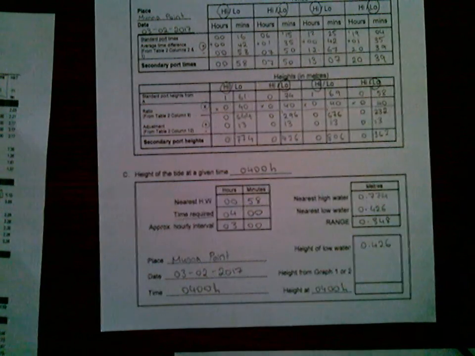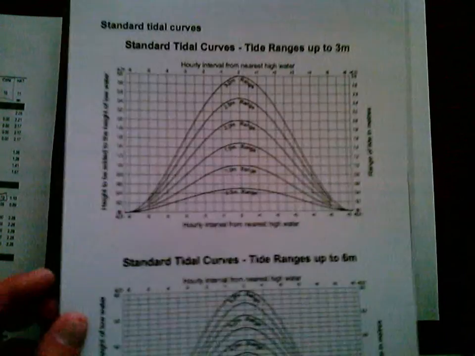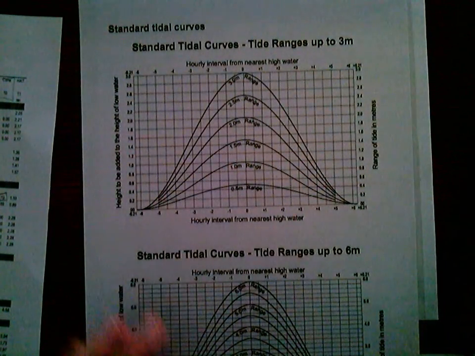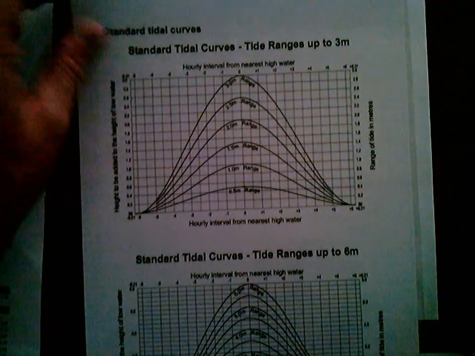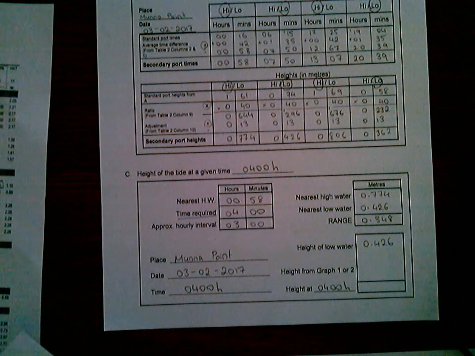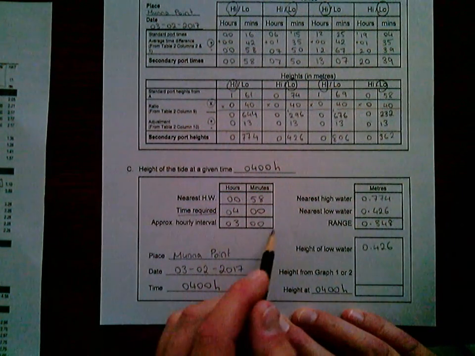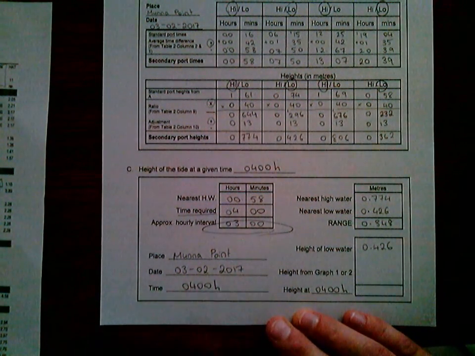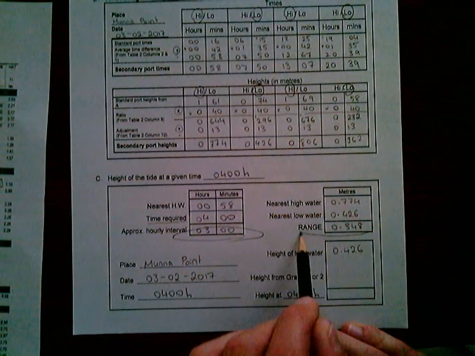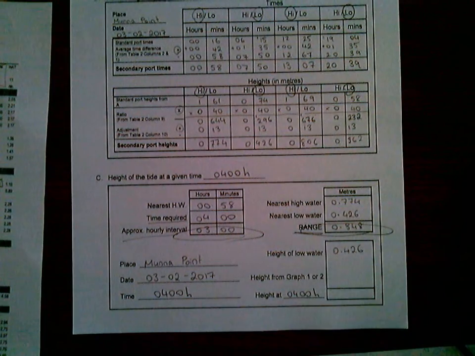And I'm back with the graph. So, my apologies for that. What we have is the graphs that we need to utilise to finally come up with this number, being the height from graph 1 or 2. To determine this height from graph 1 or 2 we need these two values. I'm going to circle them because they are important: the 3 and the 0.348. So we need the approximate hourly interval and the range. They're the key things that we need to use.